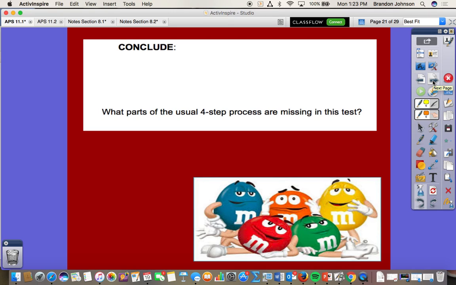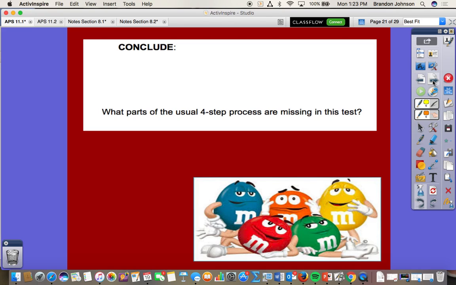Conclude. Are we good on conclusion? And one other thing that I would say in the conclusion: was this statistically significant? No, because we failed to reject, right? So we failed to reject. It is not statistically significant. Just a heads up. Remember that.